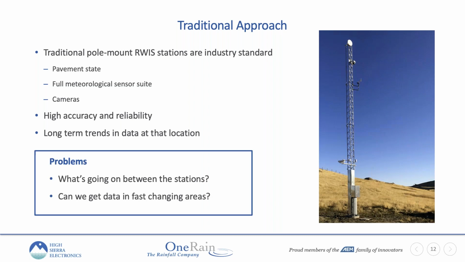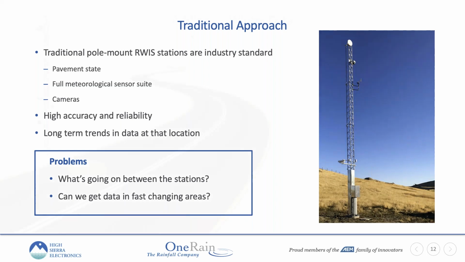They're really accurate and reliable, and we can store that data and start to understand long-term trends with that. There are some problems with this approach, right? We miss what's going on between these stations. When we look at a roadway system, you might at the most have a couple hundred of these stations, and we're talking thousands of miles of roadways, trying to make decisions off of just a couple hundred data points. And conditions and priorities change very fast when we're looking at winter weather and its impact on roads.